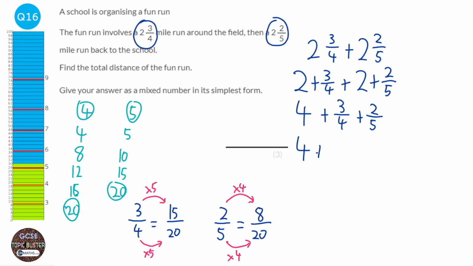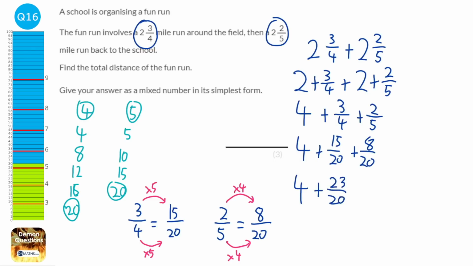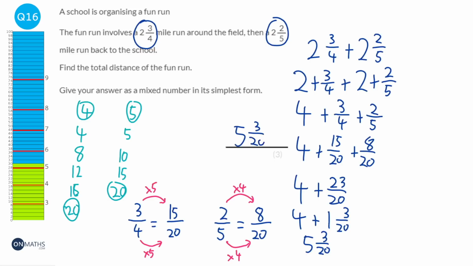So it's going to be 15 over 20 plus 8 over 20. So we need to add the numerators. So it would be 15 plus 8, which is going to be 23 over 20. Now that is a top-heavy fraction, so we can rewrite that as 1 and 3/20. And we can add the 4 and the 1 together to make 5 and 3/20. So the answer is 5 and 3/20.